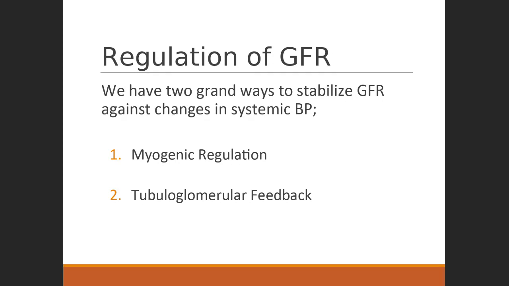Myogenic regulation takes that blood pressure and we undergo changes locally to minimize the effects that that blood pressure would have had on our GFR. Tubuloglomerular feedback works to actually counter the blood pressure that had caused the problem in the first place. So they act on two different aspects of our scenario, but both have the outcome of stabilizing glomerular filtration rate when all is said and done.